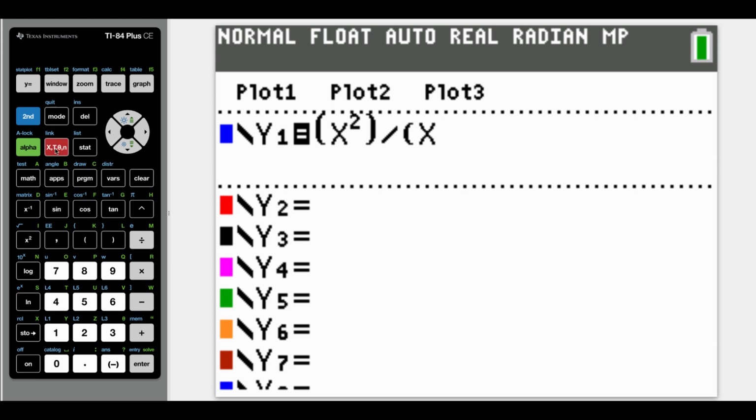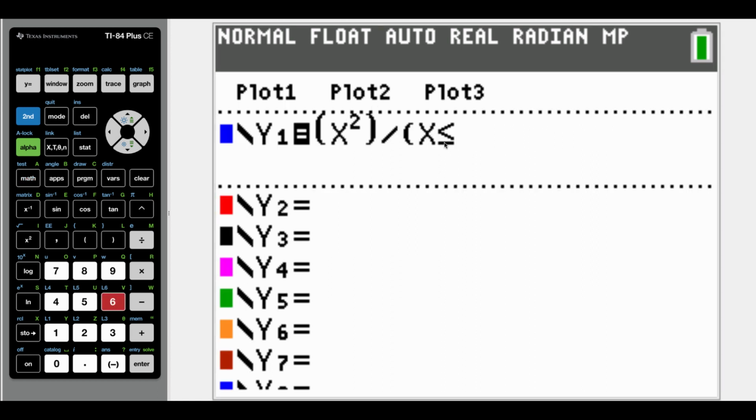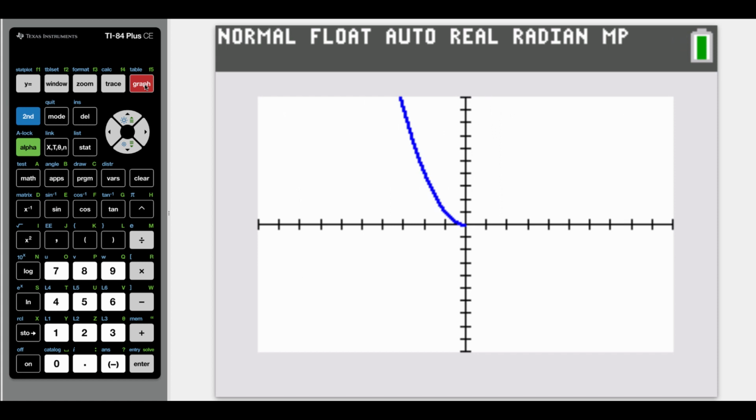So we need to find our inequality symbols, and right above your math button it says test. So I'm going to go second math to open up that test menu, and we wanted x values that were less than or equal, so we want option number 6 down on the bottom, x values that are less than or equal to 0, and then we close up our parentheses, and then if we hit our graph button, it'll only graph out that left hand side of our parabola until we hit that x value of 0.